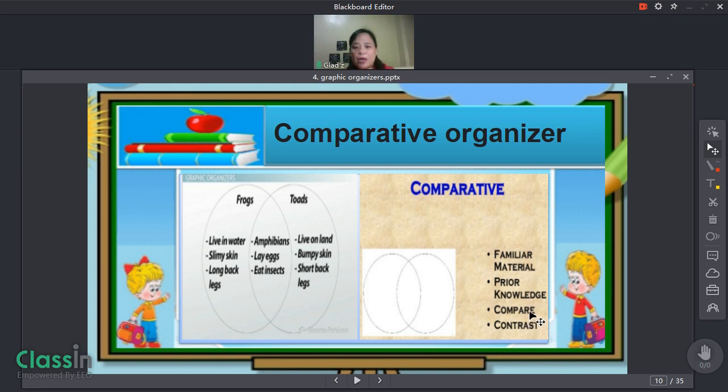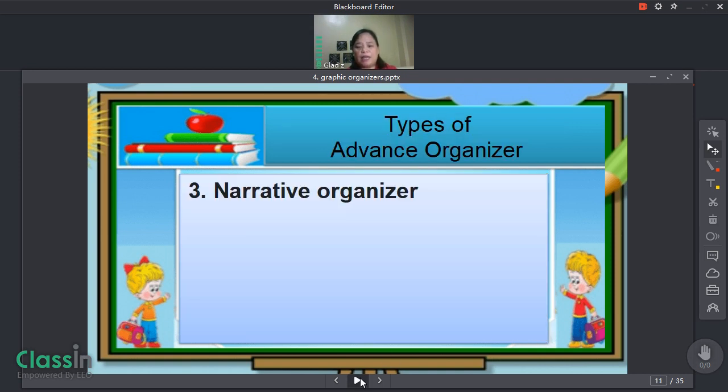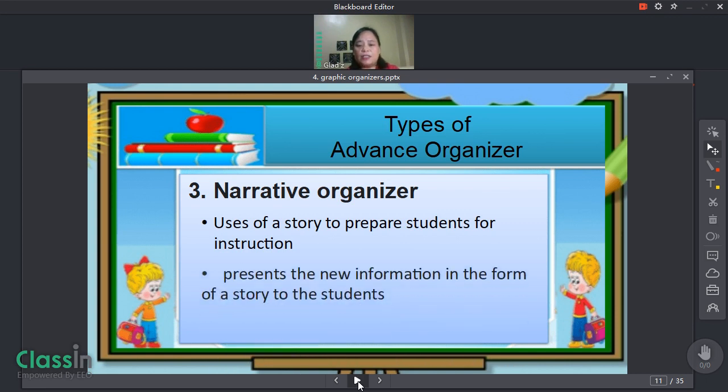When you say compare, there are similarities. We are comparing the similarities of the two ideas or two pieces of information. And when we say contrast, it is the difference of the two ideas or two pieces of information. And then next we have the advanced narrative organizer. A narrative organizer uses a story to prepare students for instruction. It presents the new information in the form of a story to the students. So, the teacher starts a new lesson by narrating a story.